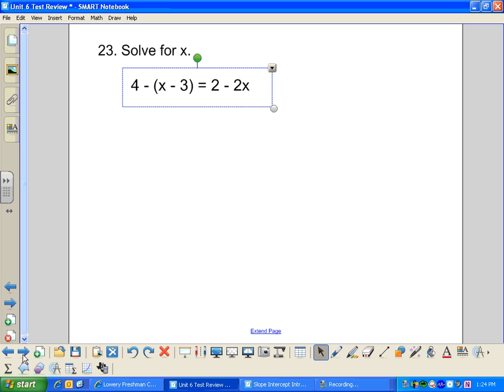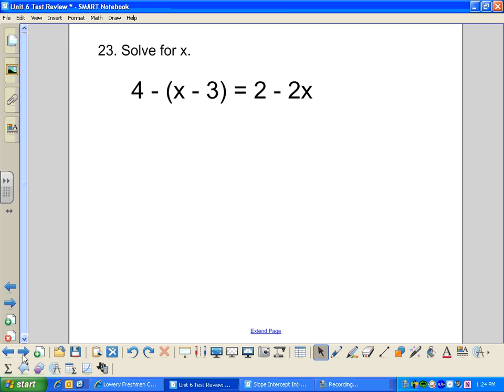Solve for x. More solving. So good at solving. All right, first thing I'm going to do is change the subtraction to adding the opposite. Oh, I love this. So I'm subtracting this whole polynomial inside the parentheses. So this is going to be plus negative 1, x minus 3, and negative 2x. Now I have to distribute this negative 1. 4 plus, okay, negative 1 times x is negative 1x plus negative 1 times negative 3 is positive 3.